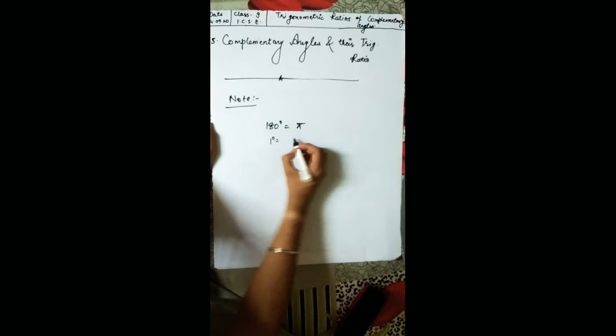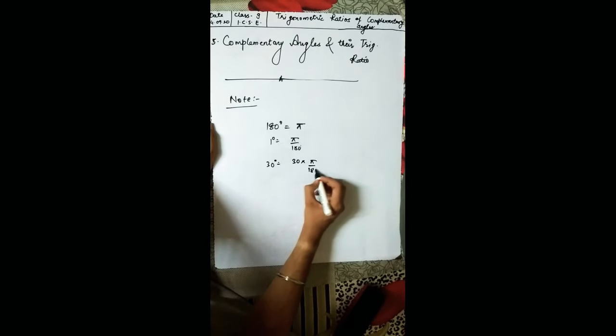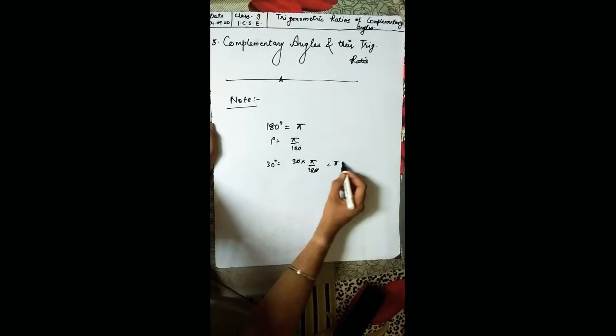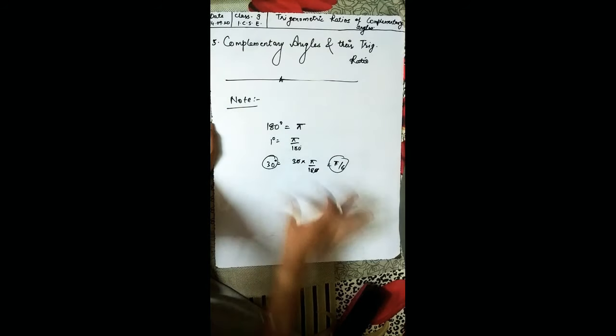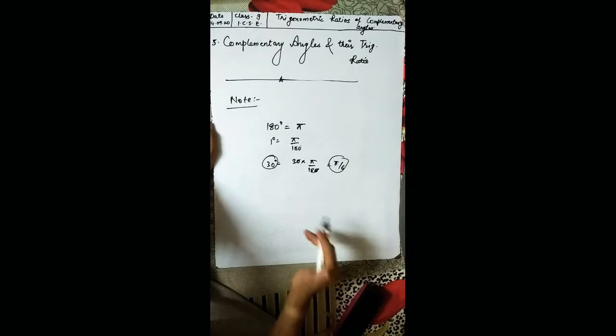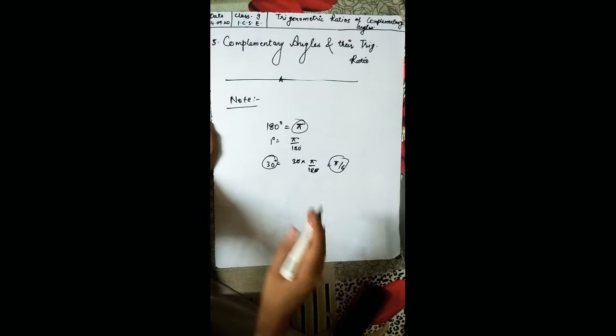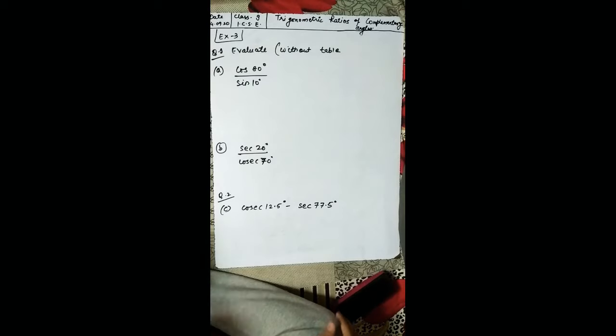So 1 degree can be represented as pi by 180. Can you express 30 degree? So 30 into pi by 180, so it will be pi by 6. So 30 degree can be represented as pi by 6 also. It's just a normal thing. You don't have to study this much, but you should know that we can represent in radian also. 180 degree is called pi radian. Okay, let us come to the exercise.